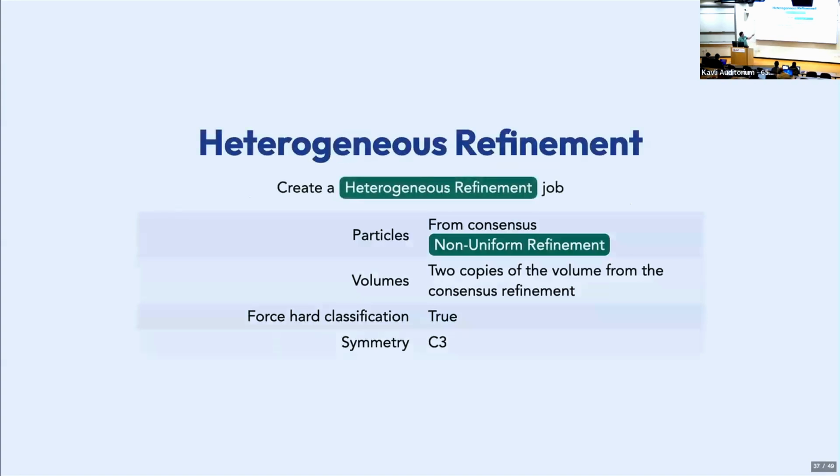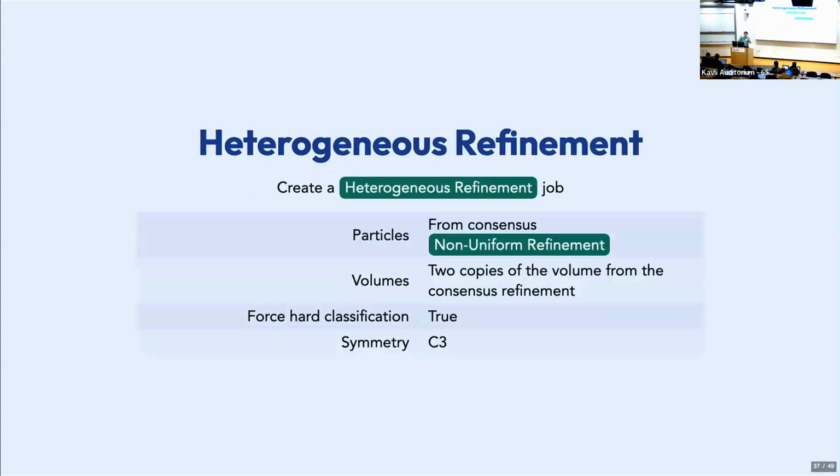I'm going to give 2 copies of the volume from the consensus refinement. And remember, this volume is the one that has a bit of a blurry thumb, but a strong ligand density, okay, and a high quality backbone. I'm going to force hard classification because I expect them to be different. And here I am going to impose C3 symmetry. The reason I'm choosing to impose symmetry here is that because we're updating the poses, I want to make sure that my signal to noise ratio is as high as I can get.